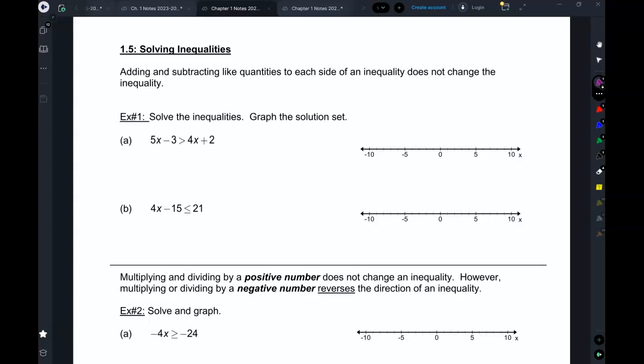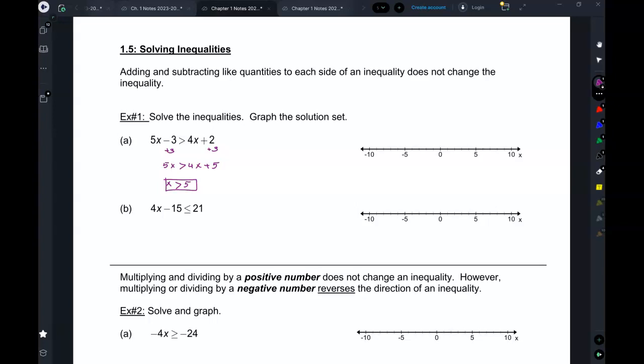When you treat it like an equation or like an equal sign, you can basically add and subtract, like plus 3 to both sides and so on. So here we are going to do plus 3 to both sides. So we're going to get 5x is greater than 4x plus 5. Subtract a 4x, and we get x is greater than 5.